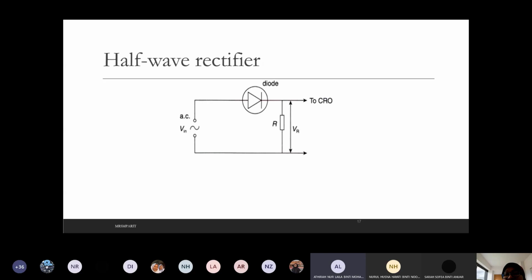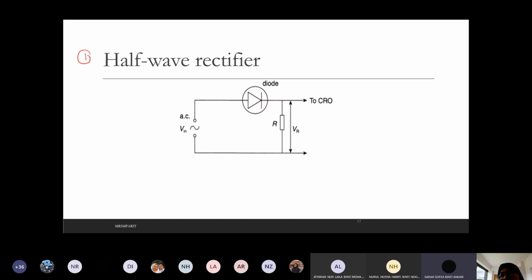Okay, and then when we talk about rectification ataupun rectifier, we have 2 types of rectifier. We have half wave rectifier. So bila kita ada electric component, kita ada alternating current power supply, and then kita ada component diode, and then kita ada component resistor. Okay, we connect them like that. So we say we have half wave rectifier. If we put CRO here, kita dah belajar CRO awal tadi.